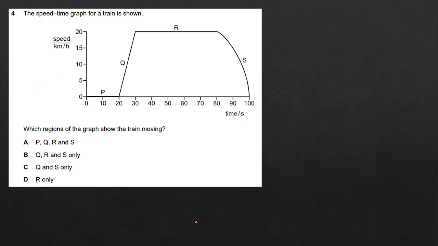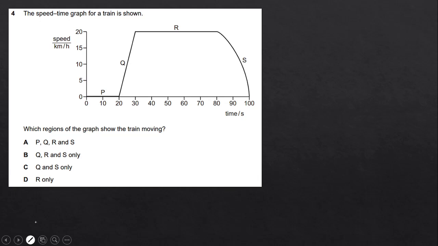Question 4. The speed time graph for a train is shown. Which region of the graph shows the train moving? If the train is moving, then the train will have non-zero speed. The speed will not be zero. If we look at this graph, for this section P, the speed is 0, whereas in any other section of the graph, the speed is non-zero.